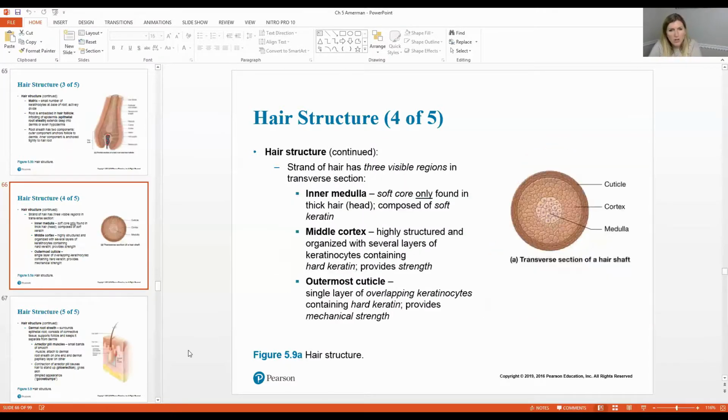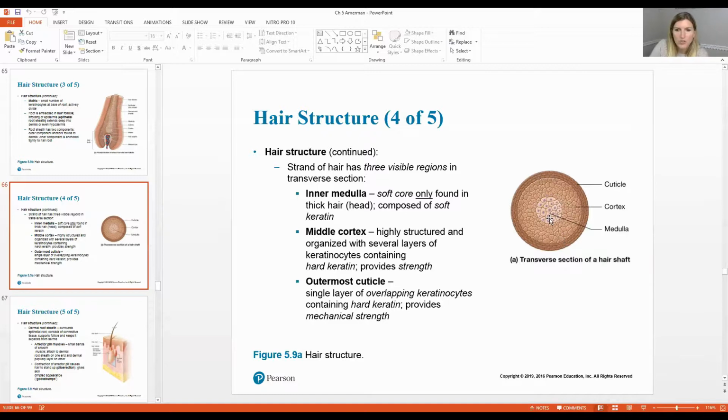So when we look at a cross section of a hair, any hair, it has three main parts. It has a medulla, which is very soft keratin. It has a cortex. And then it has an outer cuticle. That outer cuticle is what you can see, what you can touch, what you can feel.